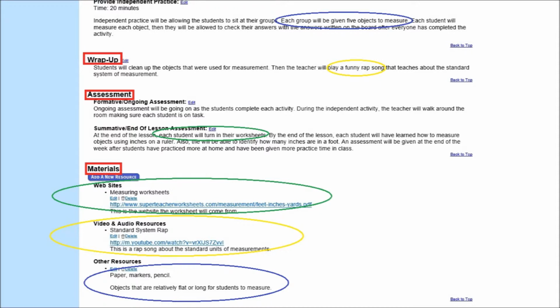By the time this lesson is over, each student will have learned how to measure objects using inches on a ruler. They will also be able to convert inches to feet.